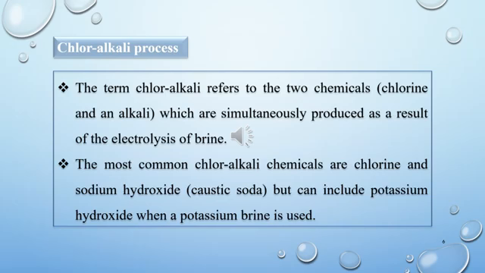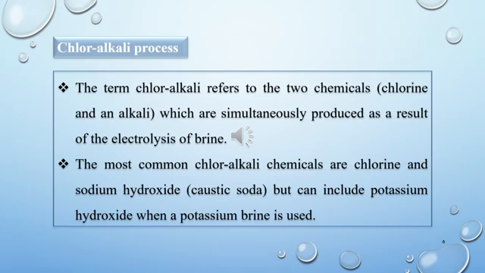As we said, by passing electric current through the brine, we will prepare sodium hydroxide and chlorine. That point is explained here: by passing electric current, we will have two main chemicals. The first one is sodium hydroxide and the second one is chlorine.